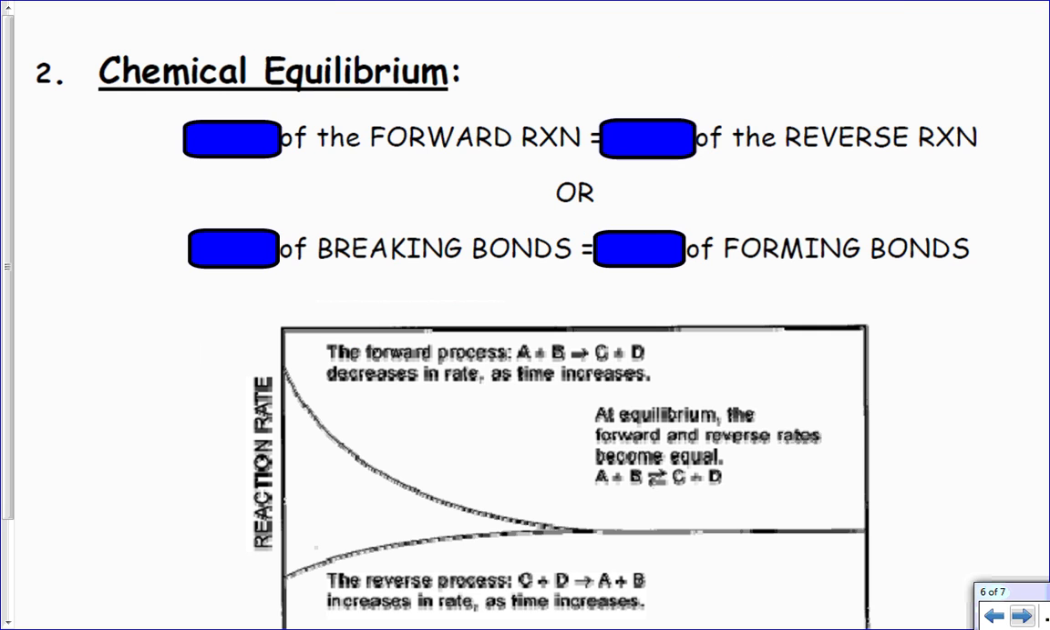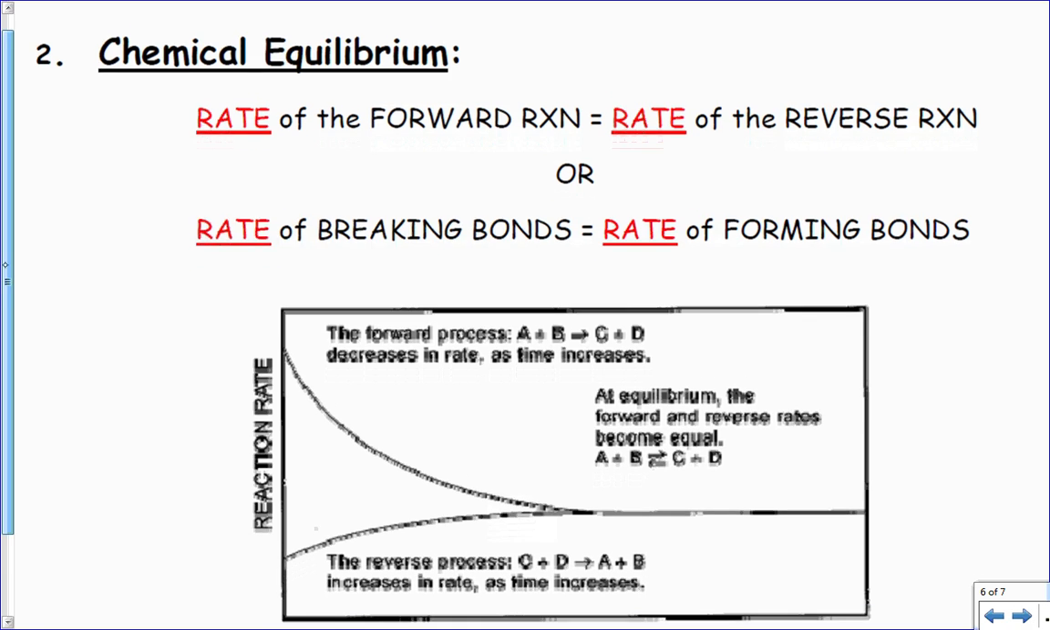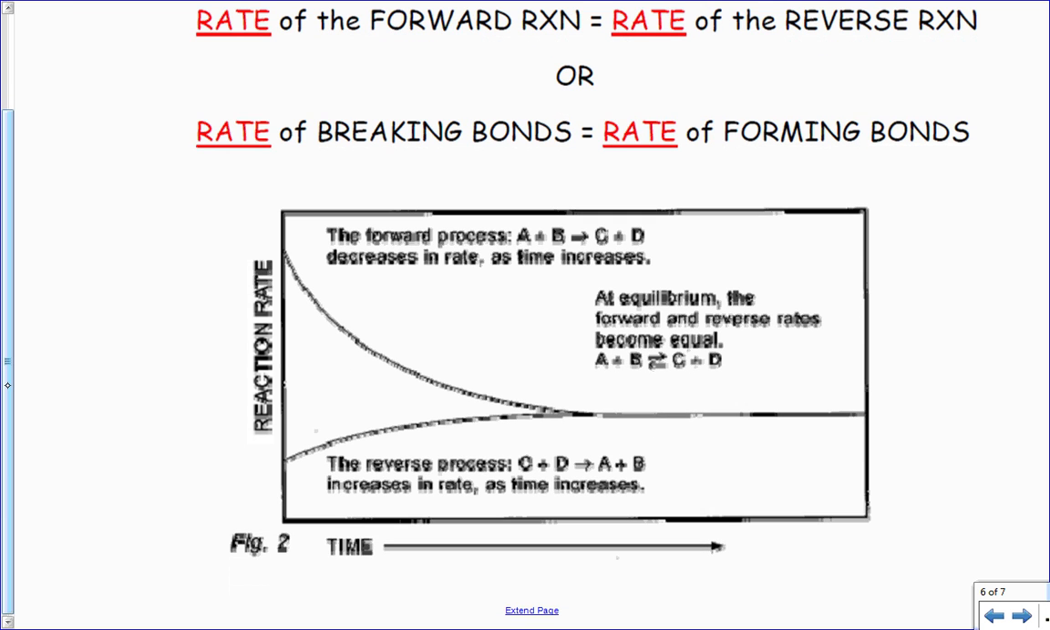Okay? Chemical equilibrium is the bulk of this unit. The rate of the forward reaction equals the rate of the reverse reaction. The rate of breaking bonds equals the rate of forming bonds. And we tend to see diagrams like this. Sorry, it's a little bit blurry.